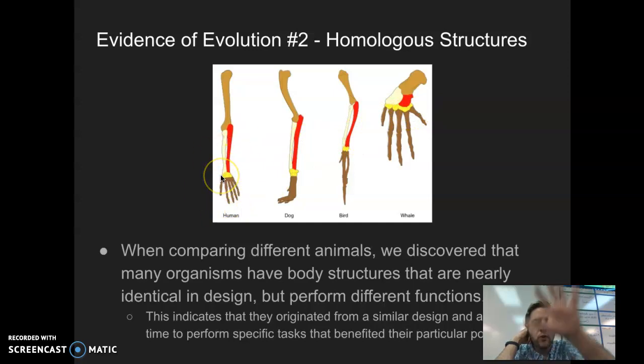Humans use our arms for reaching, for grasping. Dogs use them for pushing off of the surface they're running over. Birds use them to pull back and close their wings for flight. And whales use their hands for pushing through water, so kind of swimming. So you can see that different parts of them have evolved differently.